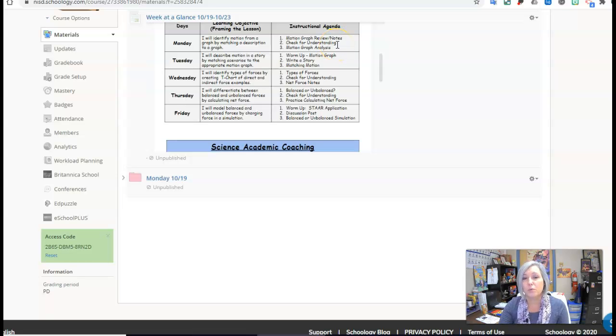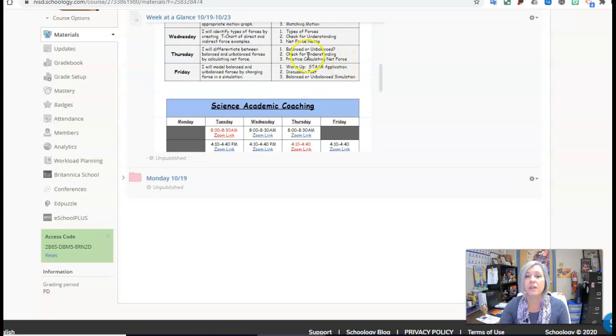Tomorrow, we're going to continue with motion graphs and relate stories to those. So you'll be writing a story to match a graph. On Wednesday, we're going to continue with the review, going over the types of forces, contact forces versus non-contact forces, and how to find net force. We'll practice net force and differentiating between a balanced force and an unbalanced force on Thursday. Friday, you'll have a discussion post, and then you'll have a simulation for forces.